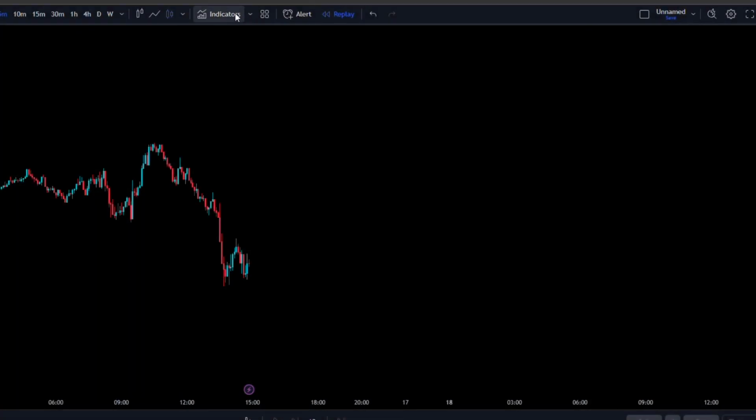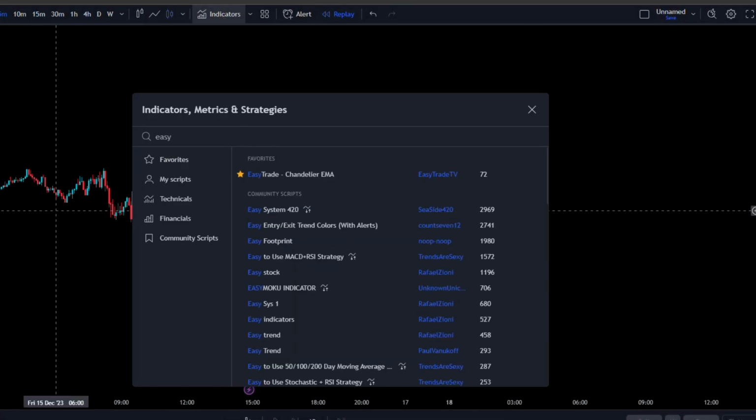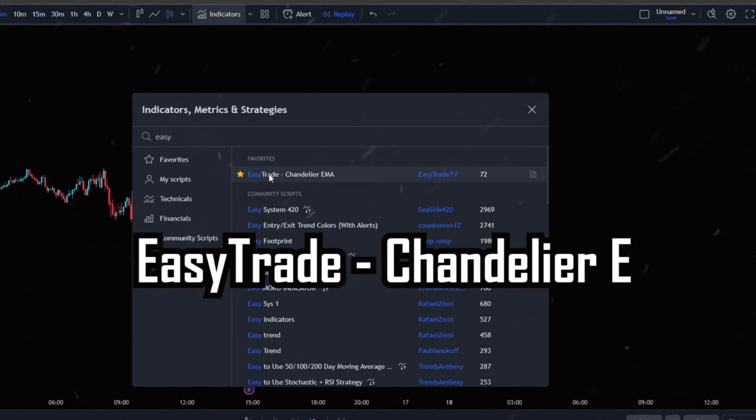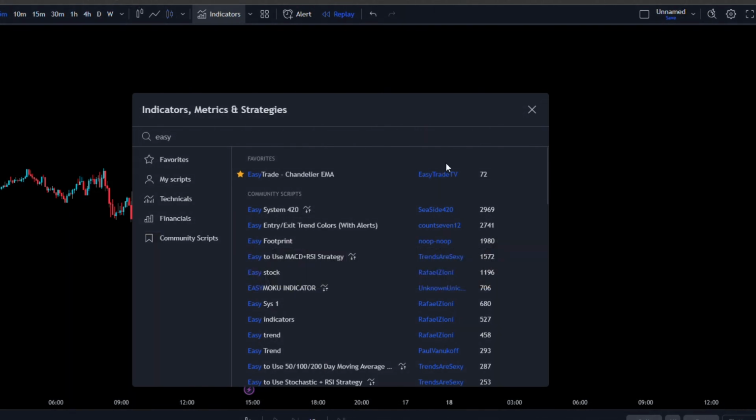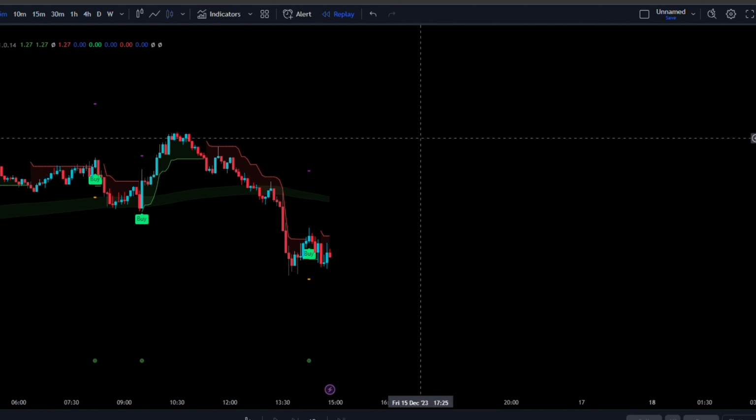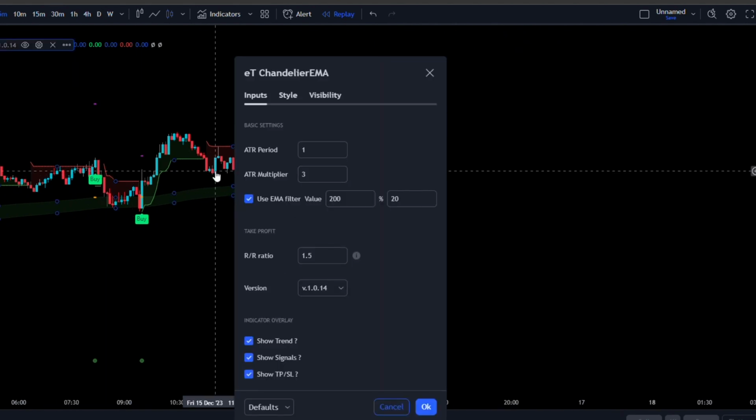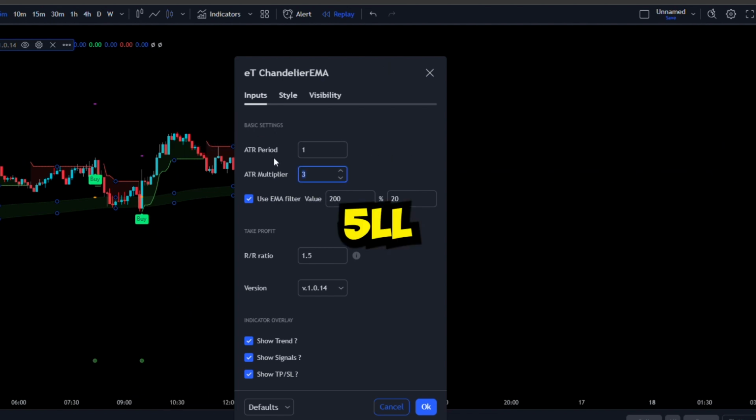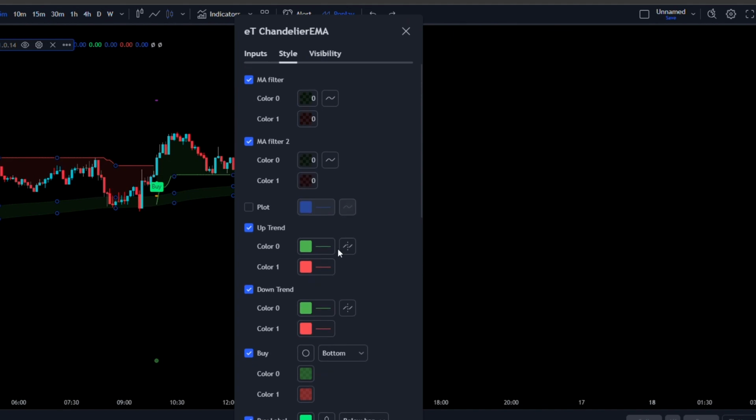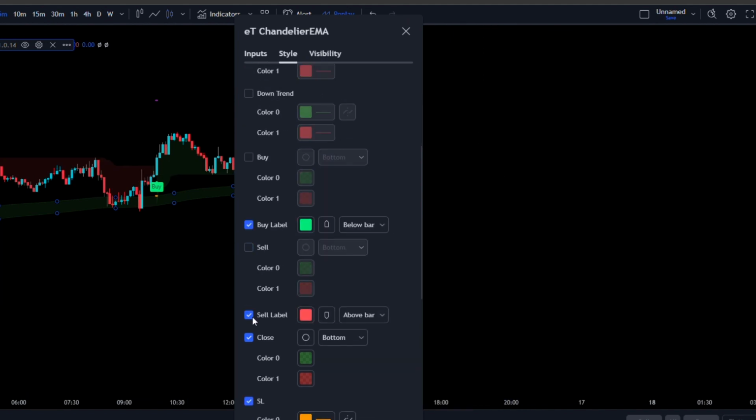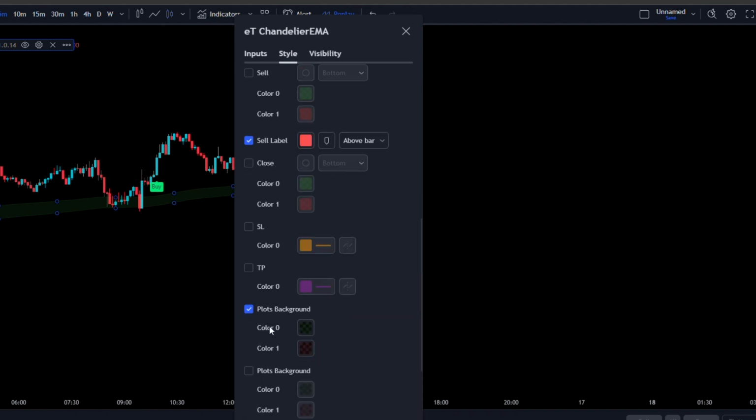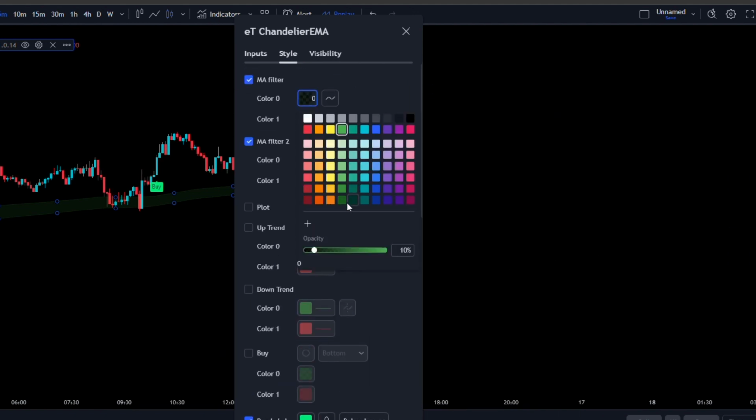So let's go to the indicators tab, and for the first indicator we're going to need the Easy Trade Chandelier EMA by Easy Trade TV. Now we need to make some adjustments to this in the settings, and in the input section we're going to change the ATR multiplier from 3 to 5. Then we're going to go to style and uncheck all the boxes that I'm unchecking now, and also make the opacity more visible.